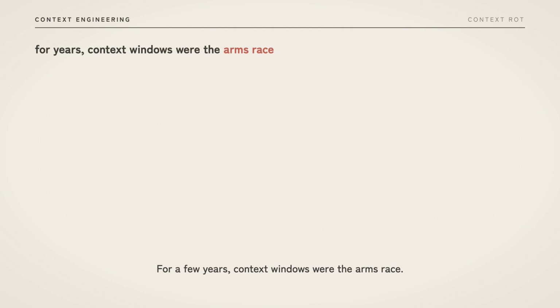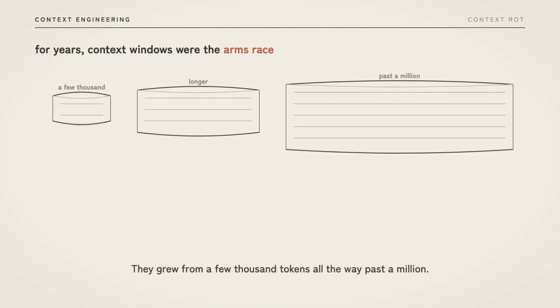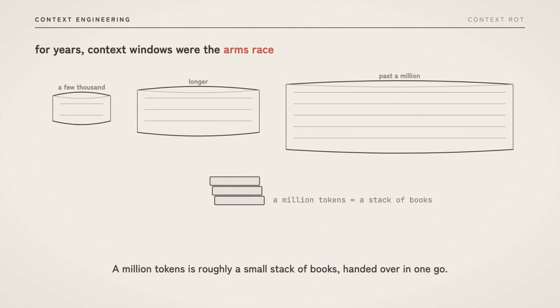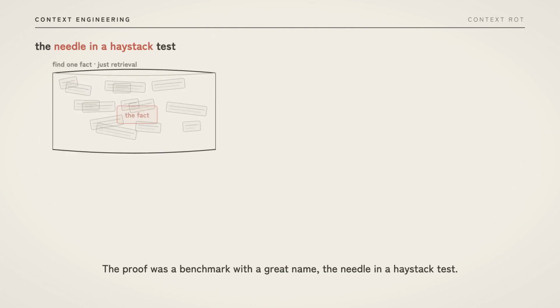For a few years, context windows were the arms race. They grew from a few thousand tokens all the way past a million. A million tokens is roughly a small stack of books handed over in one go. And the sales pitch wrote itself: drop your whole code base in, drop every document in, let the model sort it out. The proof was a benchmark with a great name, the needle-in-a-haystack test.